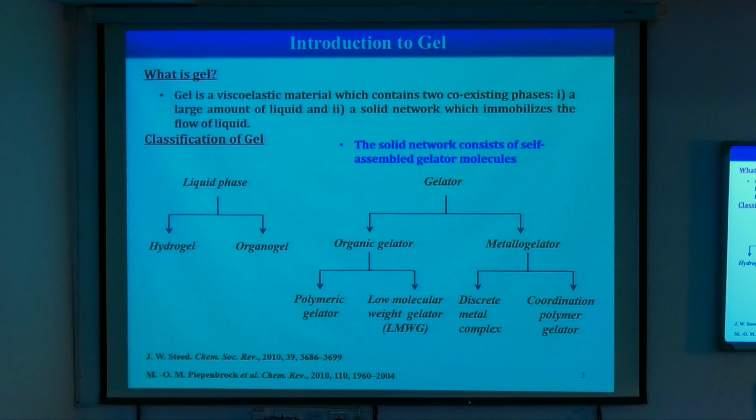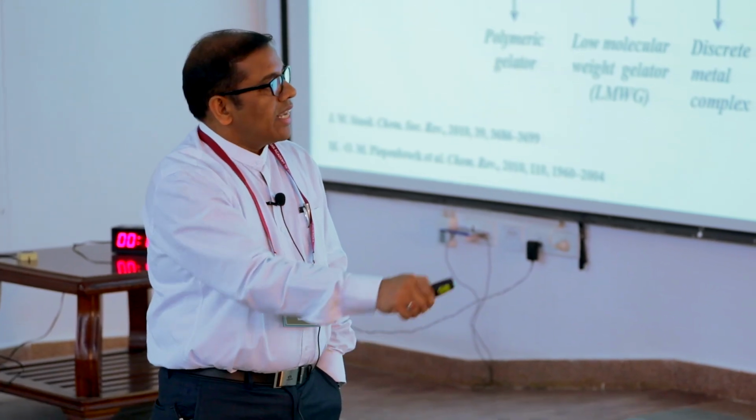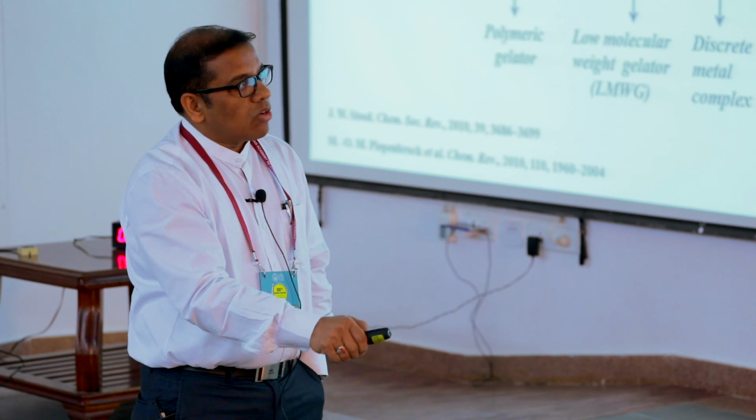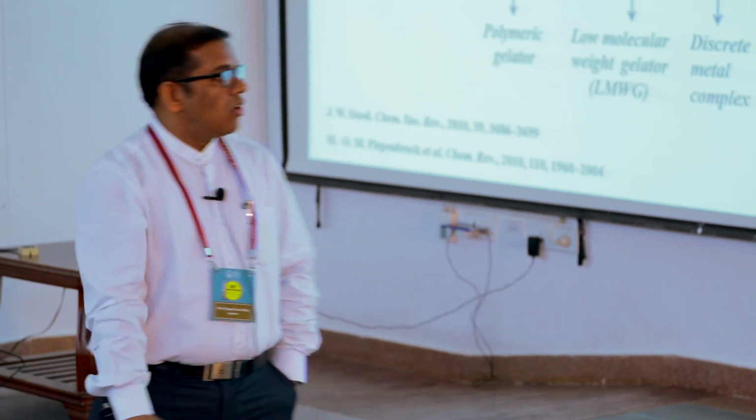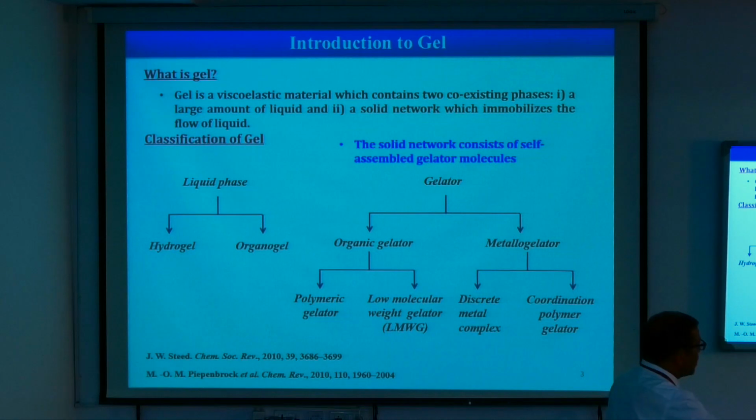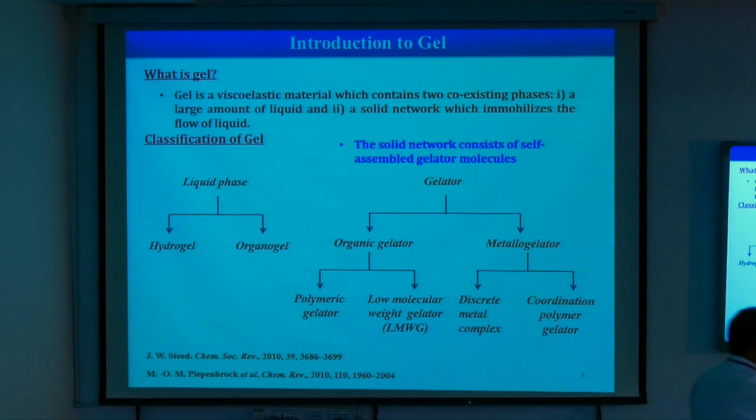A gel is a viscoelastic material which contains two coexisting phases, a large amount of liquid and a solid network which immobilizes the flow of the liquid. Regarding classification of gels, if water is the solvent, you will get a hydrogel, and if the liquid phase is an organic solvent, you will get an organogel. There are polymeric gelators, which are already well exploited, and low molecular gelators, which form gels through self-assembly by different non-covalent interactions. And metallogelators are discrete metal complexes which can also act as gelators and form gels.